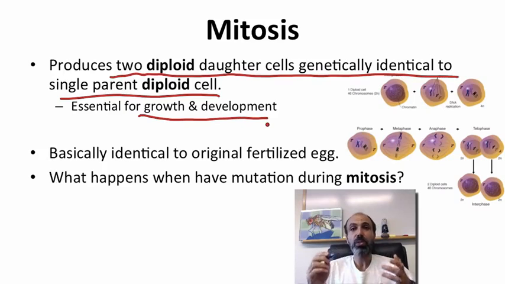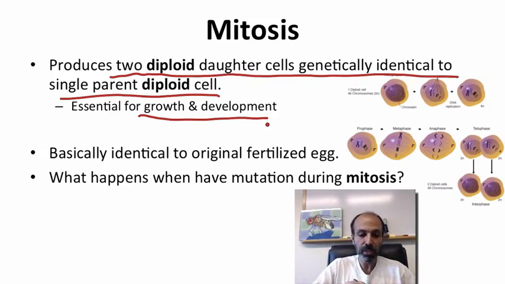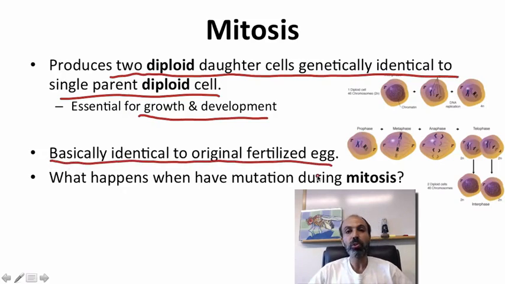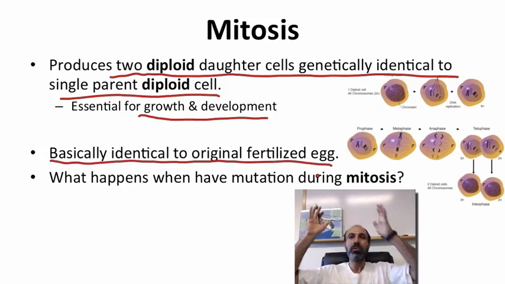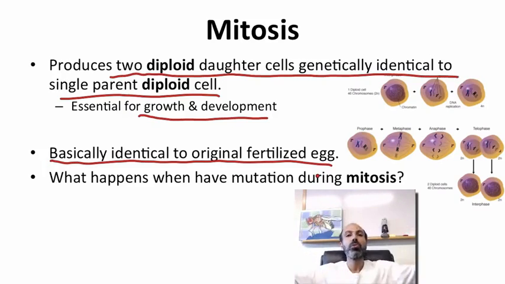Now, this also presumes that if you have no new mutations, we'll come back to this in just a second, basically every cell in your body should be identical to the original fertilized egg that you were. If you go way back in time when you were originally one new fertilized egg, the genetic information in there, if it was not altered, would be true in all your current cells today.